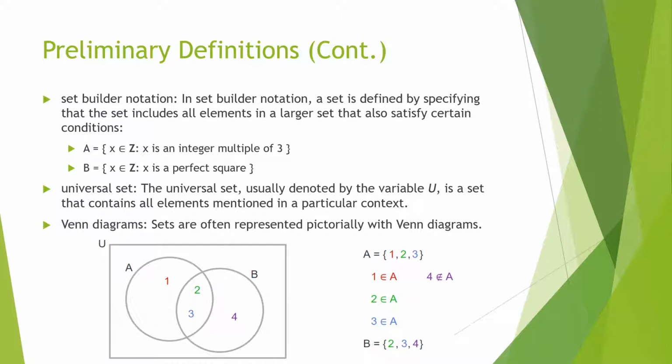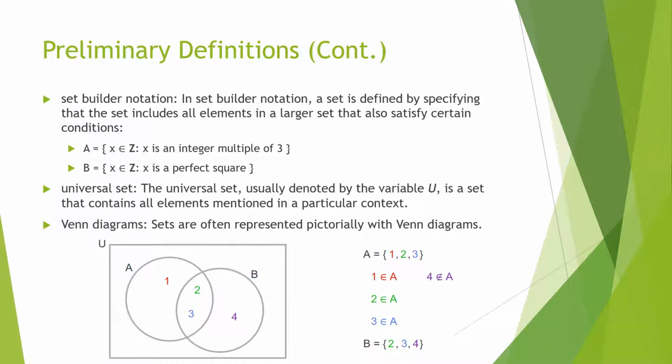So for example, 4 cannot be in A because although 4 is an integer, it's not a multiple of 3. But 6 is both an element of all integers and also a multiple of 3, therefore 6 is an element of A.